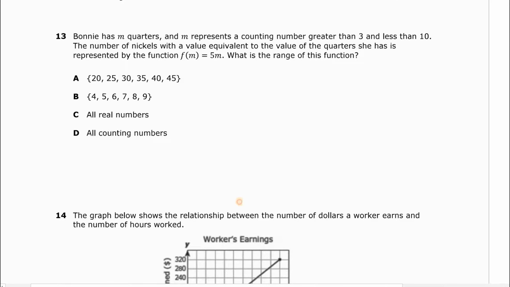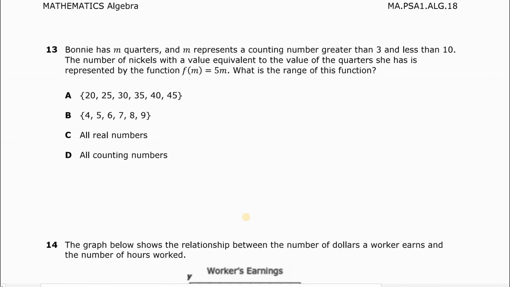Number 13 asks for what the range is of the function. The range of the function is y. So in this equation, we know this is x. We know the function is y. It's the output. So in this case, it's talking about quarters, represents number greater than or less than.